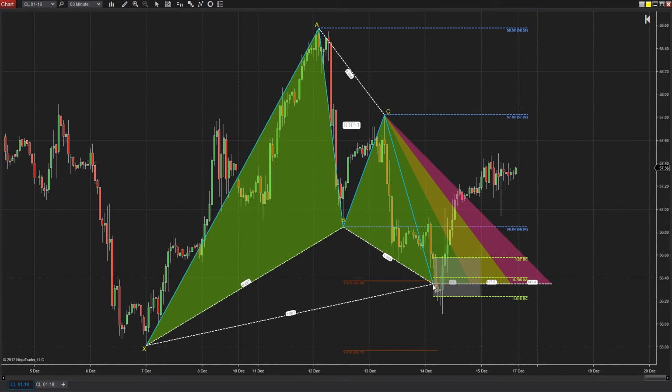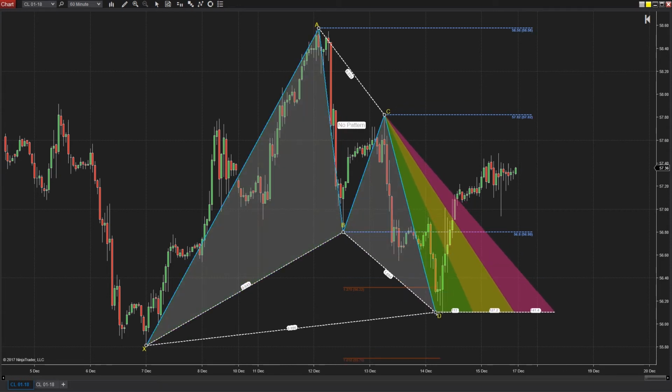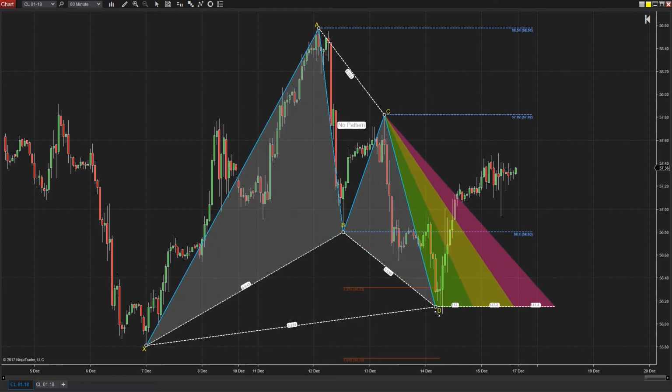Now when they are all correct, it will be displayed as a color and the name of the pattern will be listed. Otherwise, it's going to remain gray and say the words no pattern. Pattern here, no pattern here.